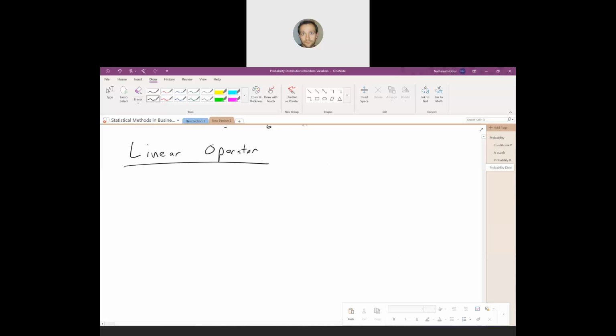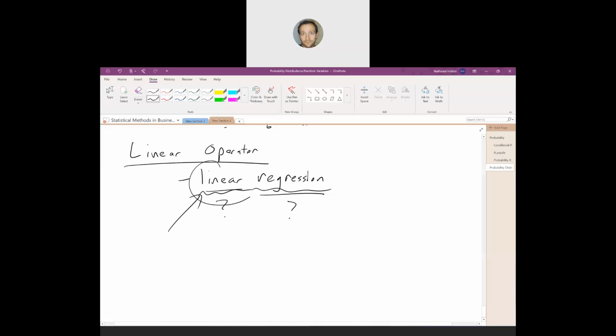The reason why we talk about this is because what we're building up to in this class is linear regression. And so what does linear mean and what is regression? That's what we're building up to. And up to this point, we're coming to here. What does the linear part of this mean? That's really why for this class we care about what a linear operator is.